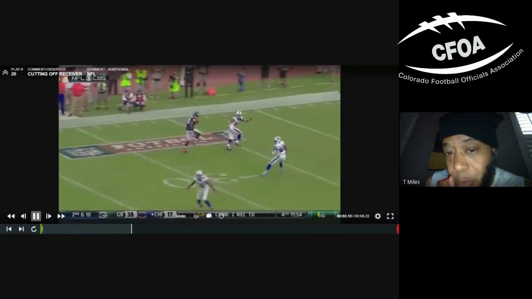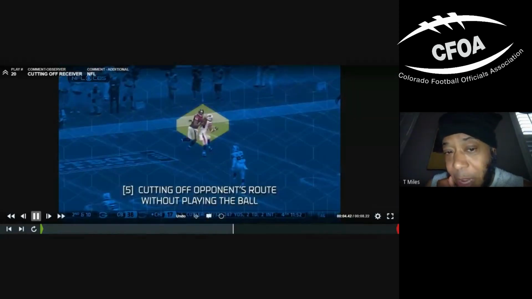Cutting off the path of an opponent by making contact with him, without playing the ball. Right here. See him? That's where you start training your eyes to see stuff like this. But he clearly is just sitting right there, and he knows that guy's going to run up his back. So the timing is off.